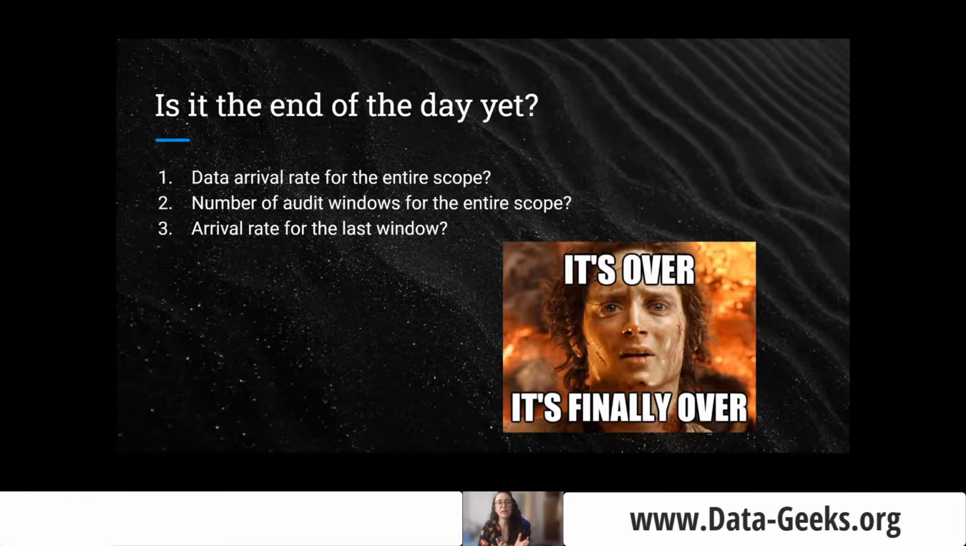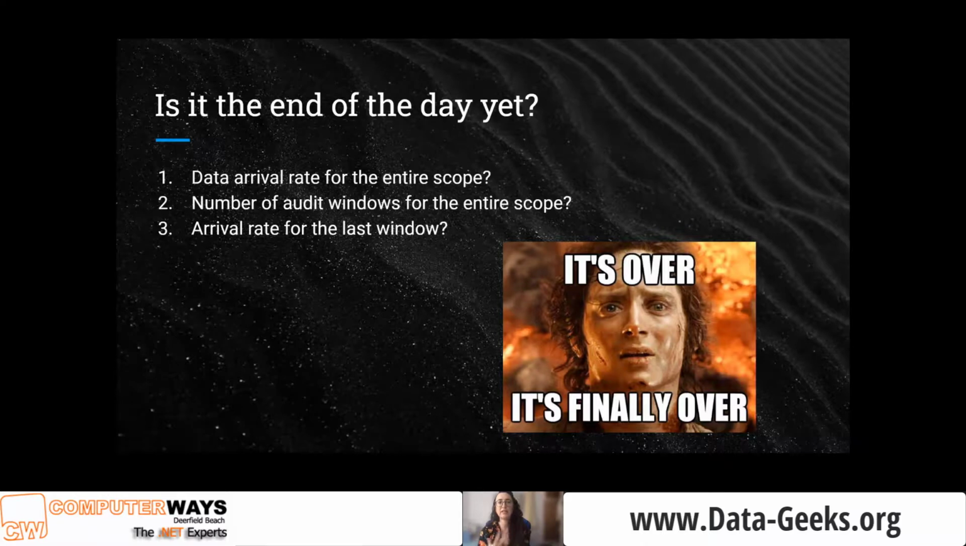First would be, is the data arrival rate for the entire scope high enough? I mean, if we want an arrival rate of more than 99% and it's 95, then no, it's not the end of the day yet.